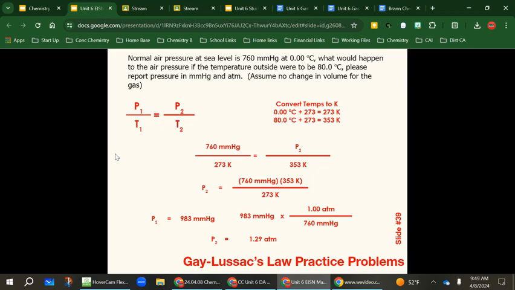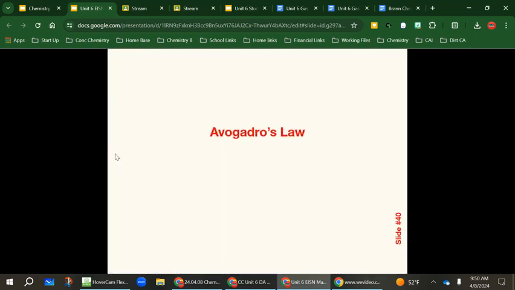Now be careful. They may give you all three, but then they have to tell you that one of them stays constant. If volume stays constant, it's pressure temperature. If pressure stays constant, it's Charles, volume temperature. If temperature stays constant, it's Boyle's. If pressure and temperature stay constant, it's Avogadro's, ladies and gentlemen.